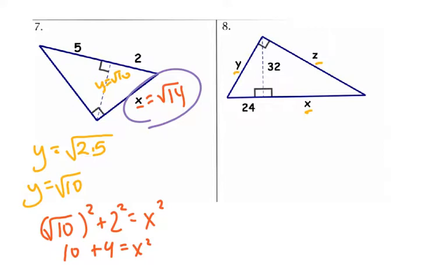For number 7, x is equal to the square root of 14. So if you did not get that answer, then pause the video and study what I did so that you can compare it to what you did. If you write that as a decimal, it would be approximately 3.7.